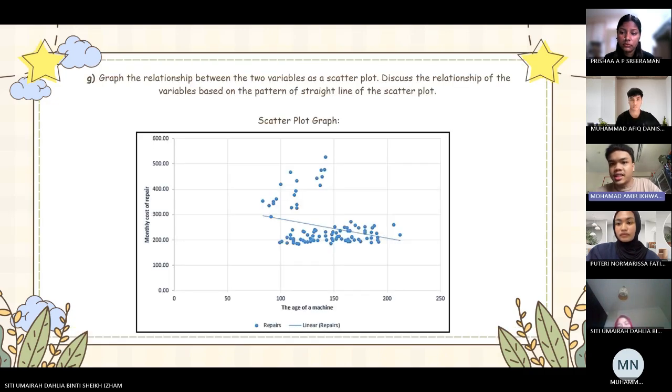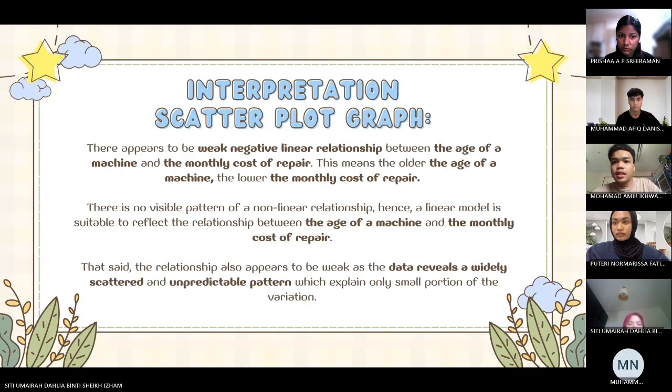Let's move to the scatter plot graph. Here we discuss the relationship of the variables based on the pattern of the straight line of the scatter plot. Here is the scatter plot graph. We already ran the scatter plot graph with the dataset in the Excel, and you can refer to our Excel sheet for more detail about the scatter plot. So next, how we interpret the scatter plot graph. Okay, this is how we read the scatter plot.